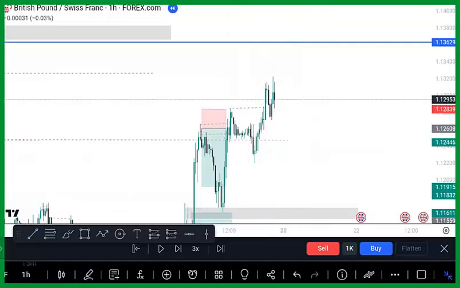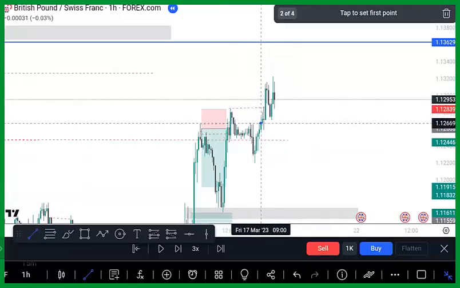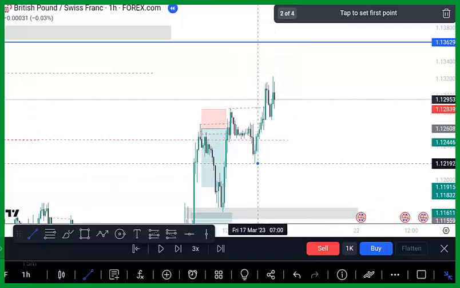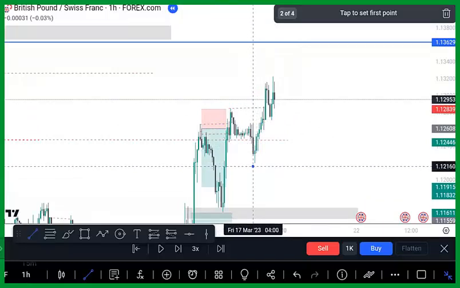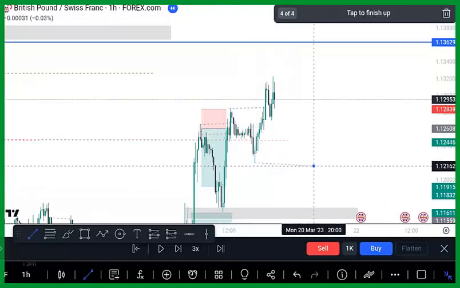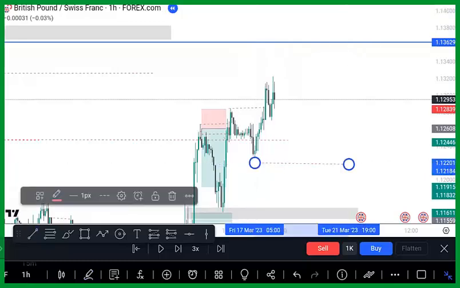Looking at so now you see another BOS here. Okay, how was it broken cleanly, right? And then it pulled back. So my instinct is telling me that this area should be taken out for the next buy.